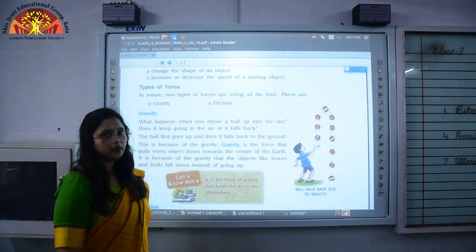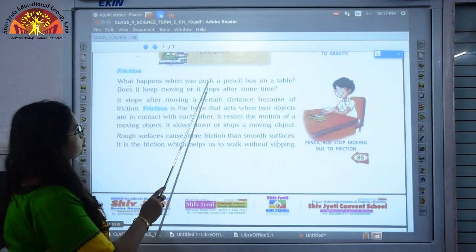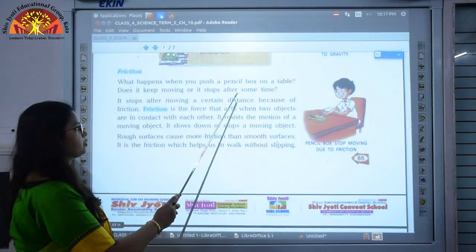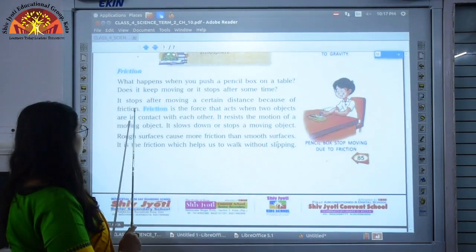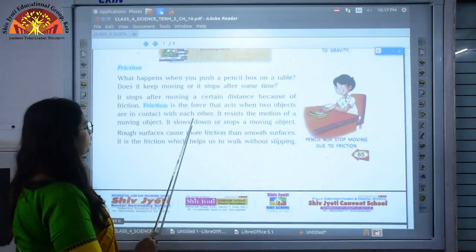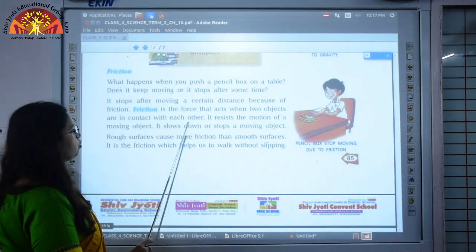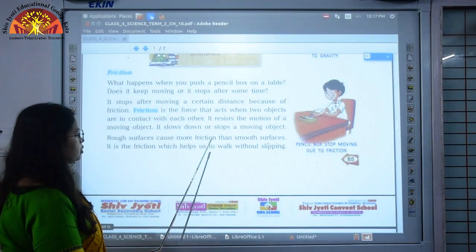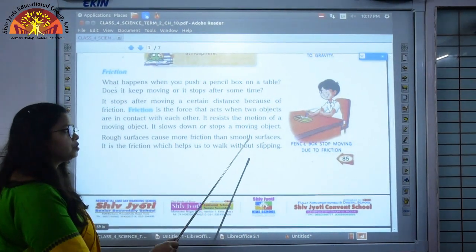Okay, children. Now, we come to the next type of force, that is friction. What happens when you push a pencil box on a table? Does it keep moving or does it stop after some time? It stops after moving a certain distance because of friction. Friction is the force that acts when two objects are in contact with each other. It resists the motion of a moving object. It slows down or stops a moving object. Rough surfaces cause more friction than smooth surfaces. It is friction which helps us to walk without slipping.